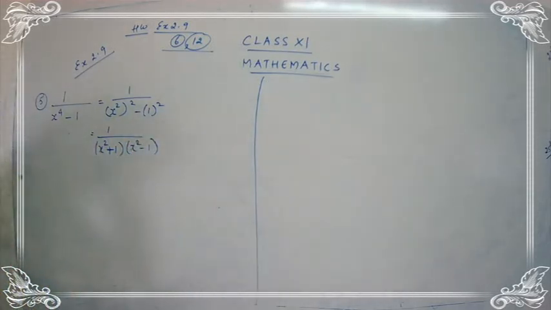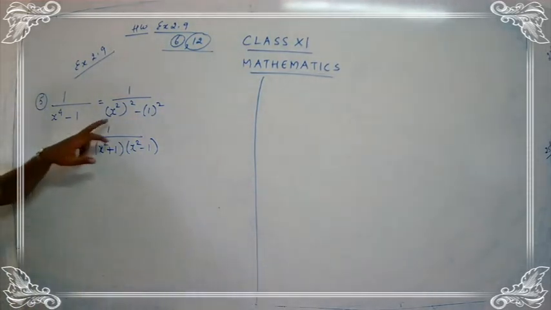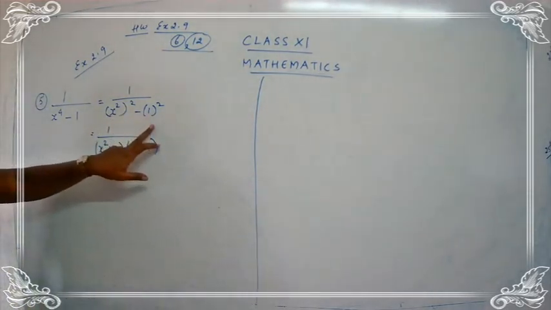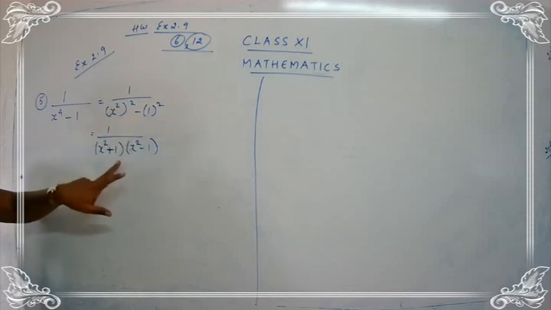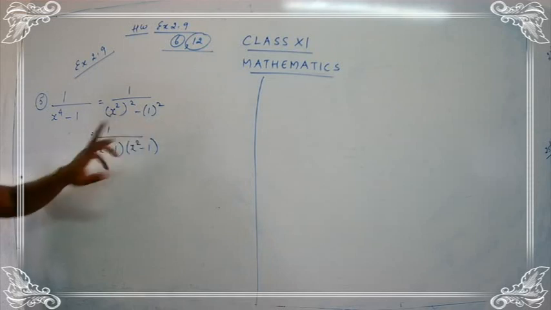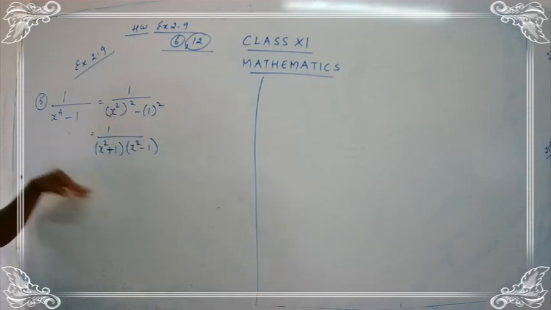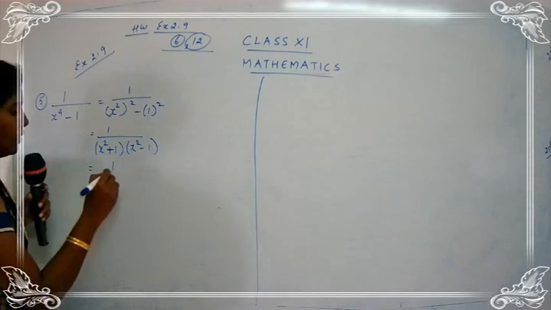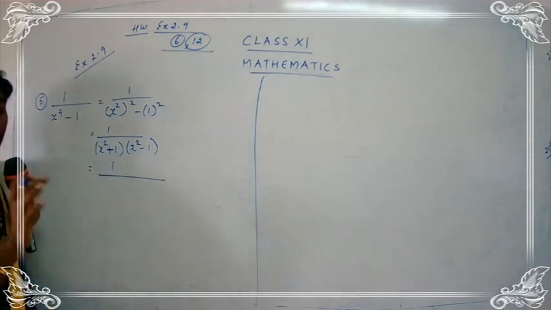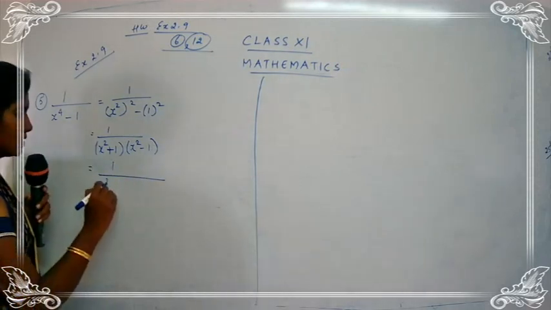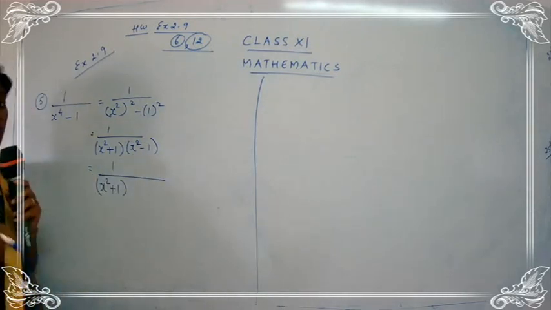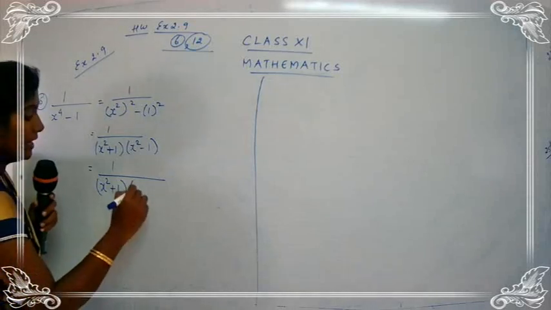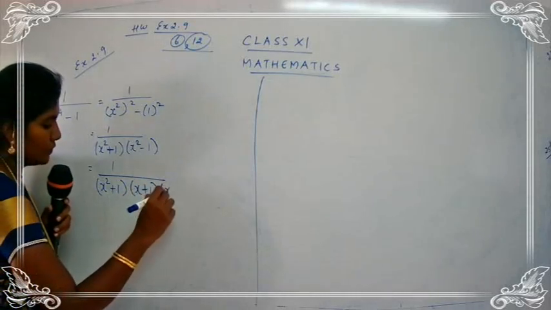How are you going to split this? X square plus 1, x square minus 1. I hope you are clear. A square minus b square, so a plus b, a minus b. Now again this can be split up. For x square plus 1, we cannot do anything, so we will keep x square plus 1 as it is. Now x square minus 1 will change as (x plus 1)(x minus 1).